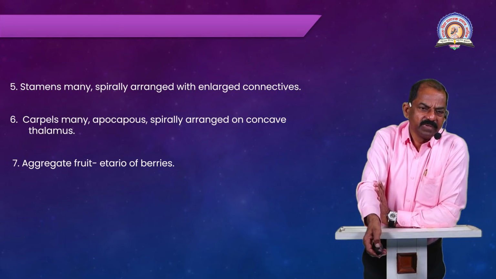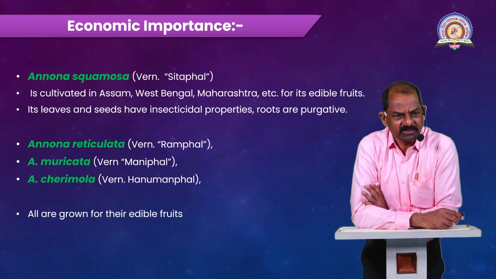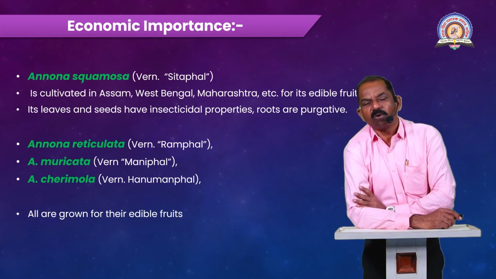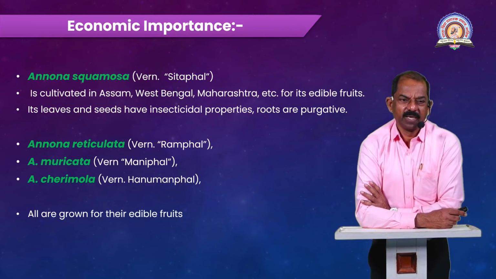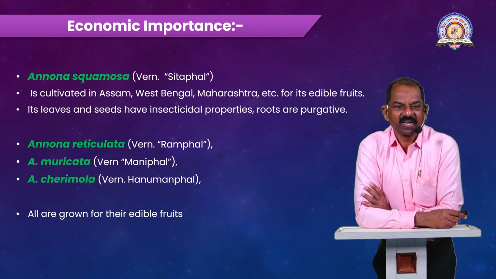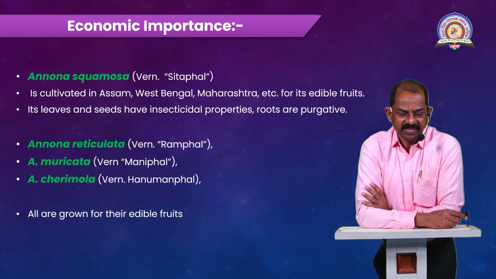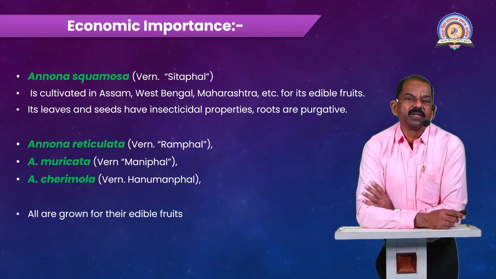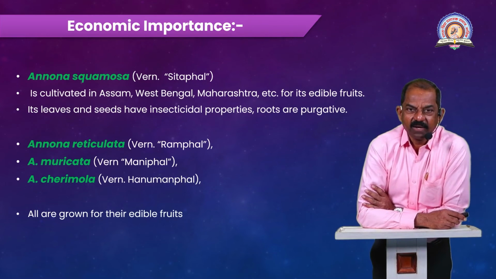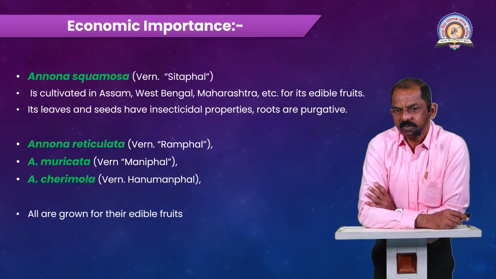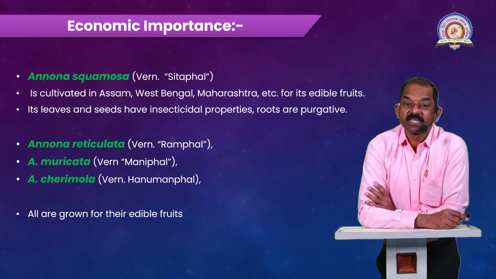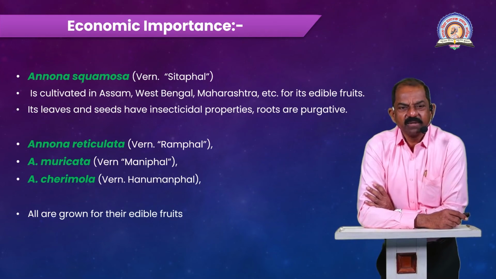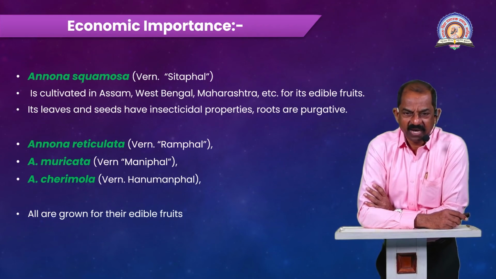Then we will take the last point of our family: what is the economic importance of the family Anonaceae? There are a number of plants, and out of them we will consider a few. One important plant is Annona squamosa, generally known as sitafal in Marathi, and it is cultivated in Assam, West Bengal, Maharashtra, etc.